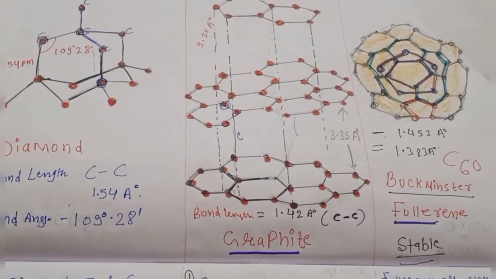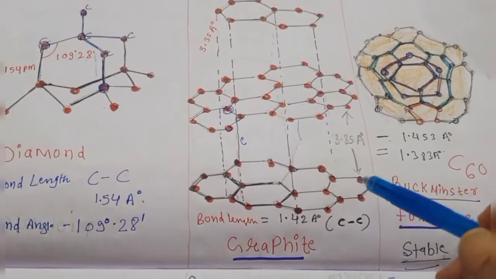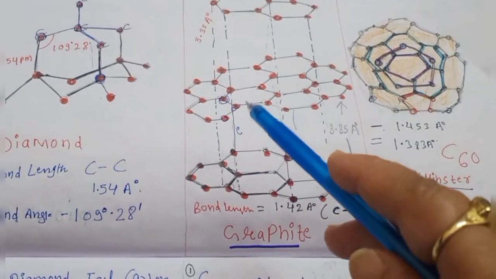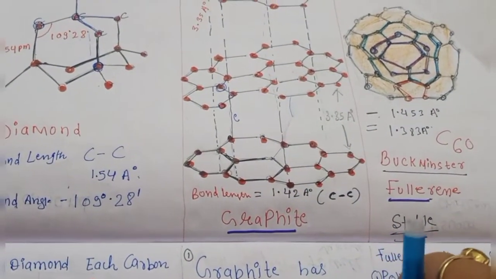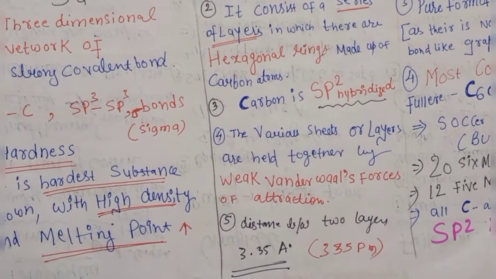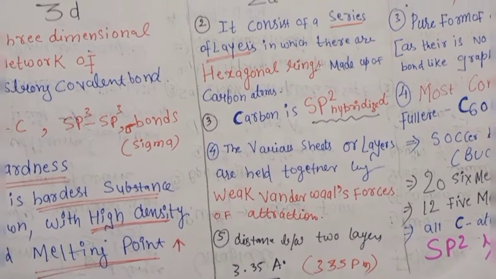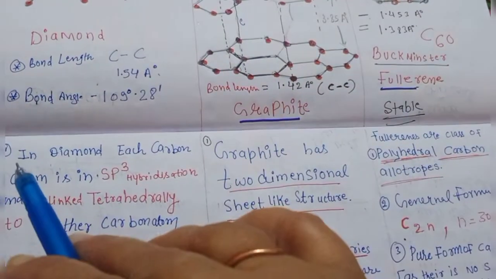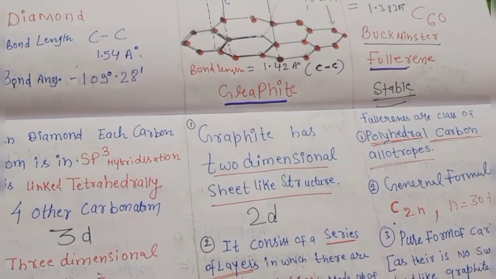When we talk about the structure of graphite, remember that it consists of a series of layers in which there are hexagonal rings made up of carbon atoms. In graphite, sp2 hybridization takes place, and the layers are held together by weak van der Waals forces of attraction. The distance between the two layers is 3.35 Angstrom. So in graphite carbon is sp2 hybridized, and in diamond carbon is sp3 hybridized. Diamond is a 3D structure and graphite is a 2D structure.